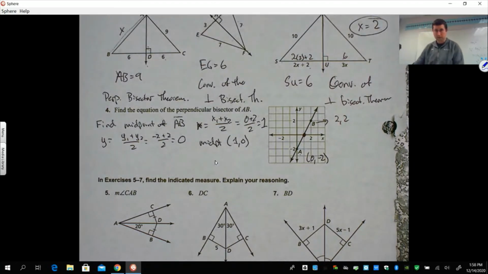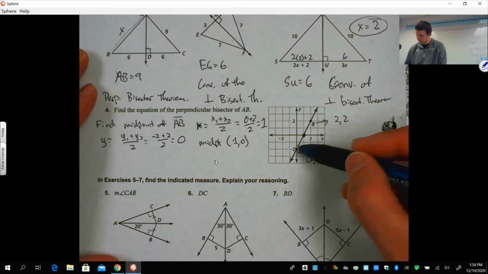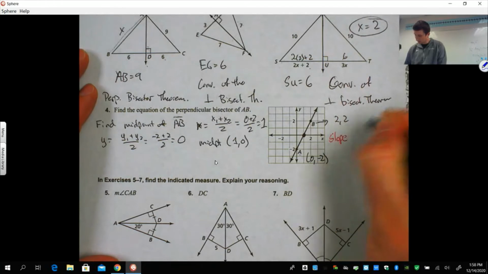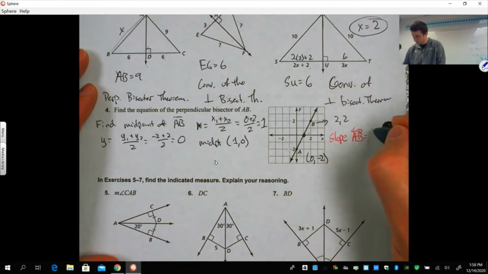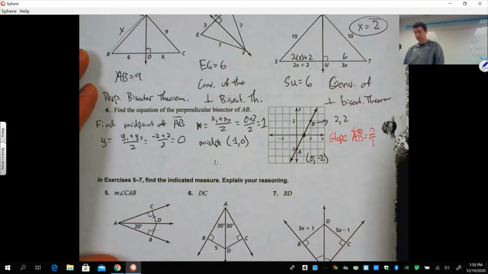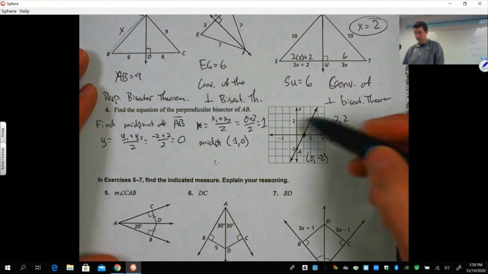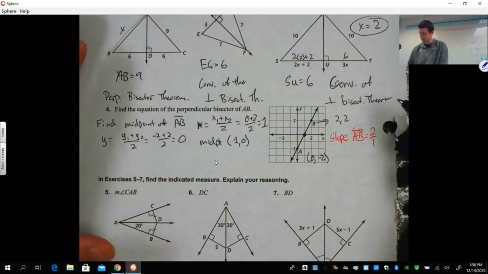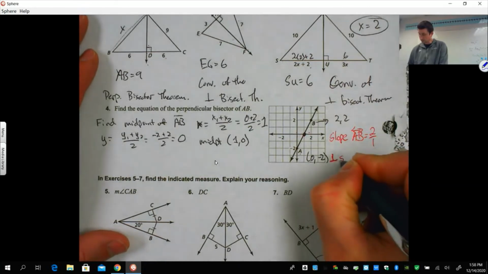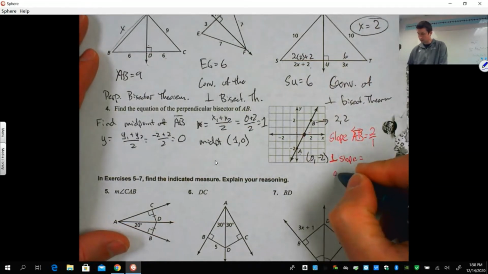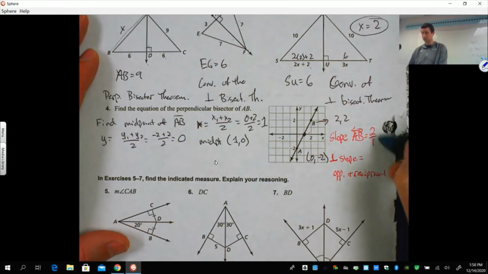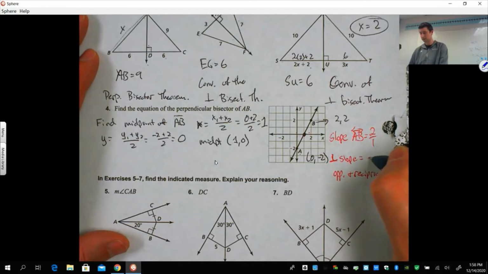Okay? Now we want the perpendicular bisector. We need the slope here. So the slope of the line AB equals up 2 over 1, which is 2. You can use the slope formula, y2 minus y1 over x2 minus x1. But remember, we want the perpendicular slope, and that is going to be the opposite reciprocal. So it's positive 2 over 1, so our perpendicular slope is going to be negative 1 over 2.